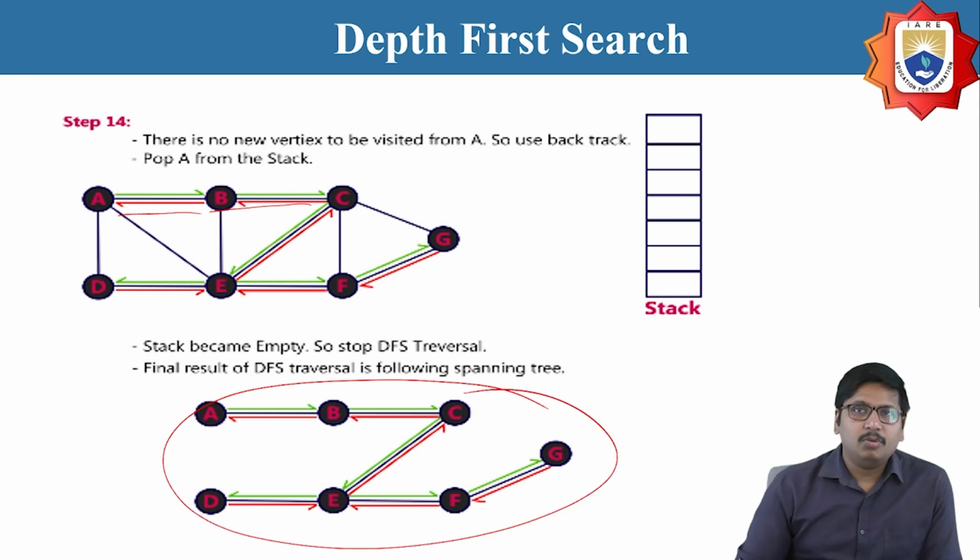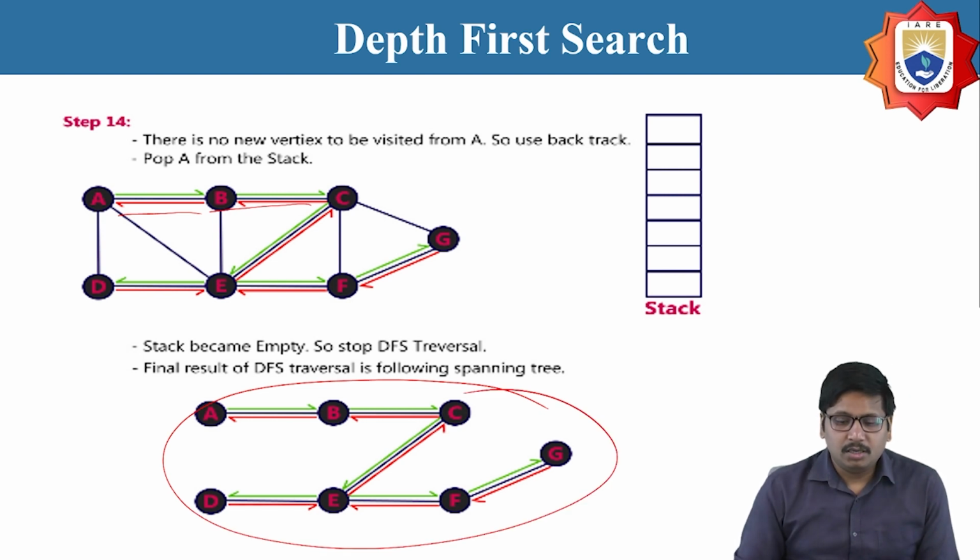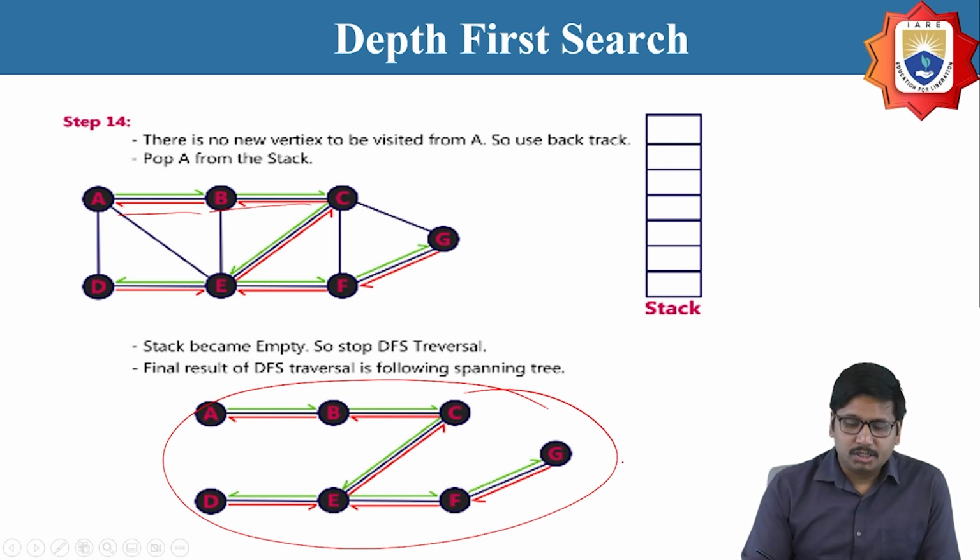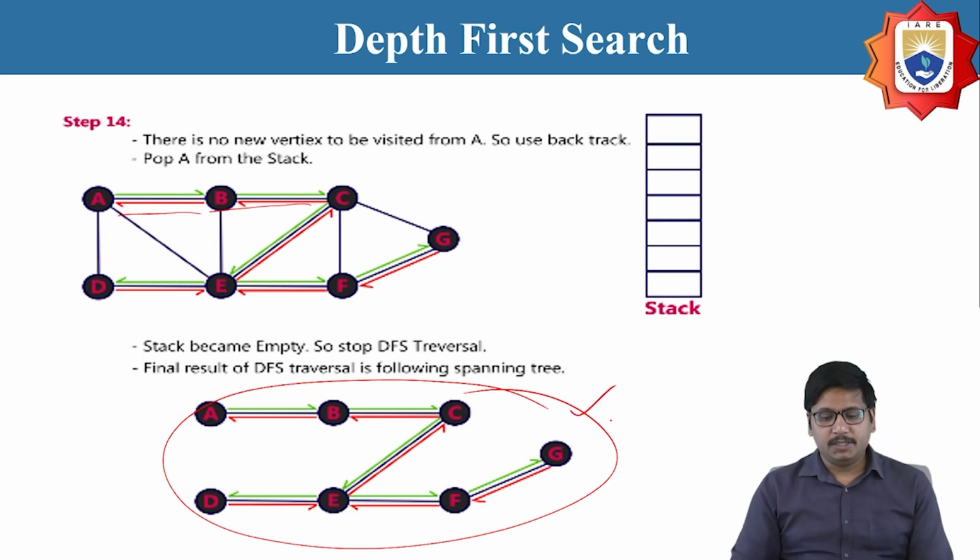Once that is popped out, the tree that I obtain should be the spanning tree. That is the depth first search. So once I pop the contents of the stack, the tree that I obtain after performing the DFS is the spanning tree.